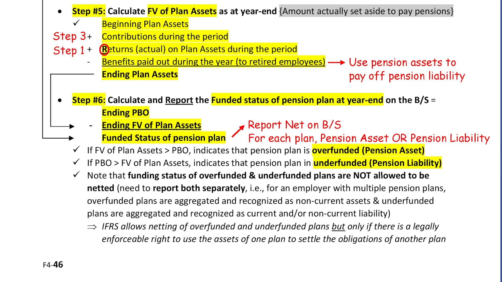That is, for an employer with, put a box around multiple pension plans, highlight overfunded plans are aggregated. These become pension assets, and all highlight underfunded plans are aggregated. These become pension liabilities. So you're not allowed to net overfunded and underfunded plans. Now look at it, says IFRS allows netting of overfunded and underfunded plans, but only if there is a legally enforceable right to use the assets of one plan to settle the obligations, the liabilities of another plan.